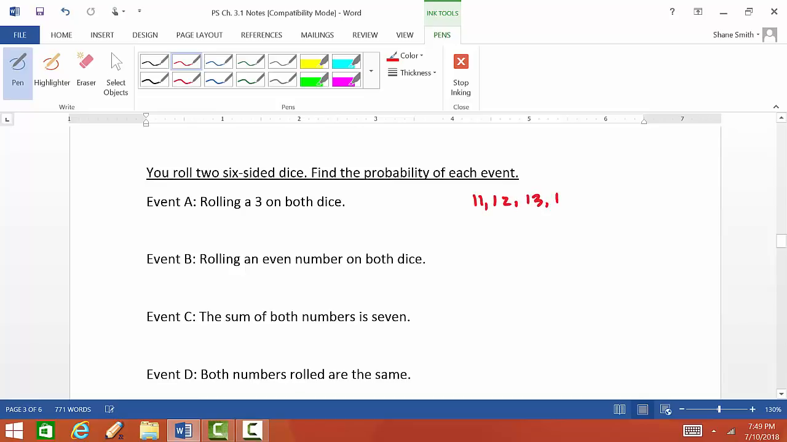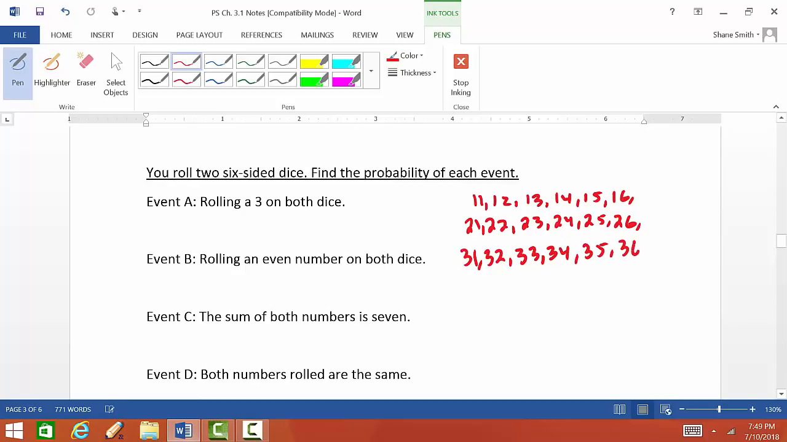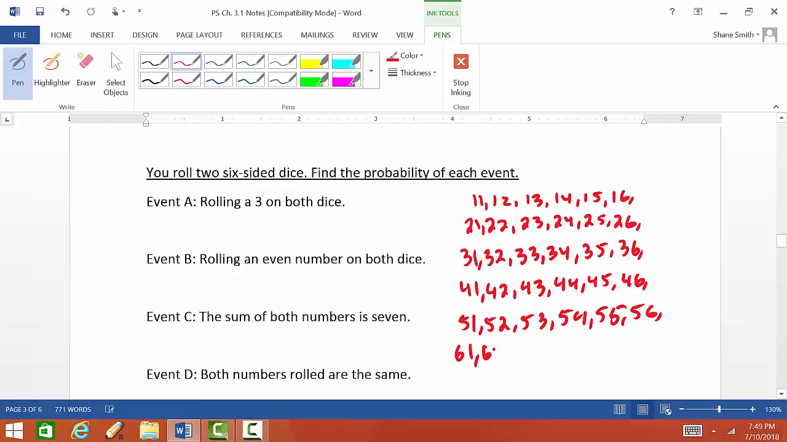a 1 and a 2, a 1 and a 3, a 1 and a 4, a 1 and a 5, a 1 and a 6, a 2 and a 1, a 2 and a 2, a 2 and a 3, a 2 and a 4, a 2 and a 5, a 2 and a 6, a 3 and a 1, a 3 and a 2, a 3 and a 3, a 3 and a 4, a 3 and a 5, a 3 and a 6, halfway there, 4 and a 1, 4 and a 2, 4 and a 3, 4 and a 4, 4 and a 5, 4 and a 6, 5 and a 1, 5 and a 2, 5 and a 3, 5 and a 4, 5, 5, 5, 6, and then 6, 1, 6, 2, 6, 3, 6, 4, 6, 5, 6, 6.